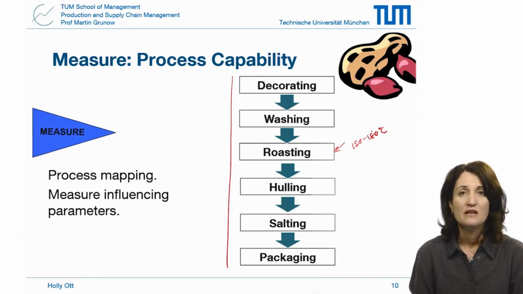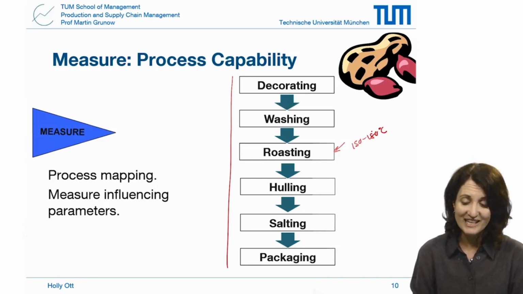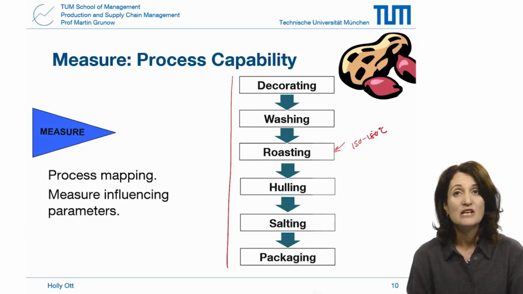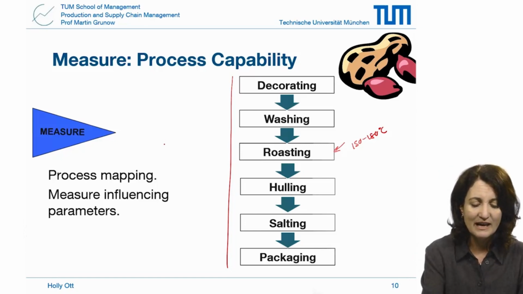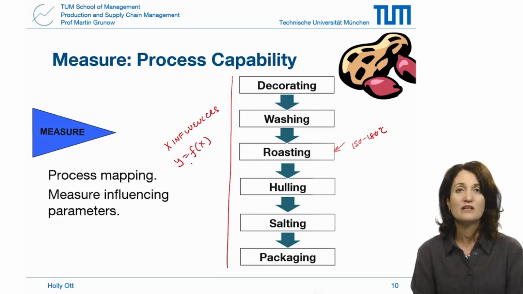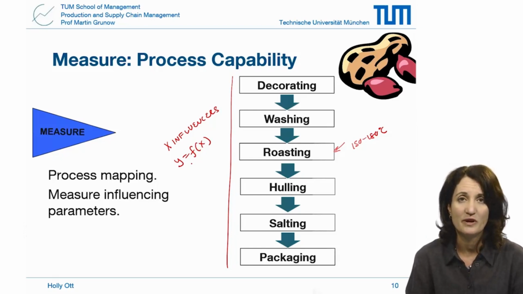We have operators, maybe it's just us, but we have definite parameters that we are looking at, and we want to look more carefully at our process to find these X influencers. Because we have Y as a function of X. The critical to quality parameters are a function of our input parameters.